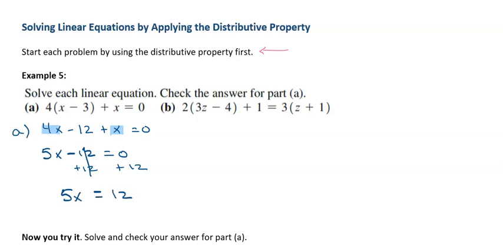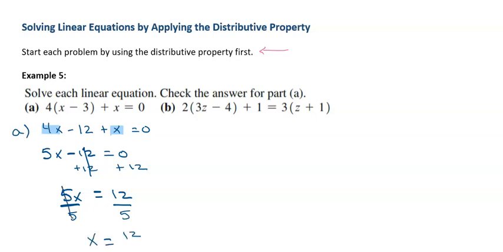Give myself a little more space here. Now 5 is multiplied times x, so what are you going to do to make the 5 go to the other side? You're going to have to divide by the 5, because it's not added, it's multiplied. And that means x equals 12 fifths. Okay, so that's the answer to that one.